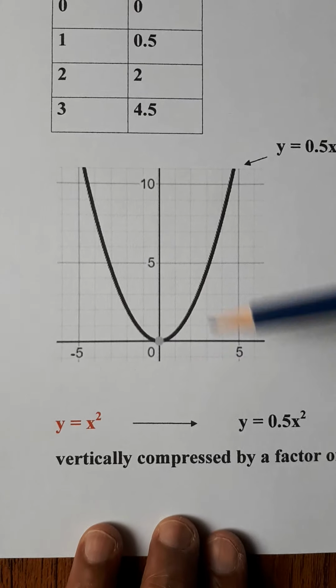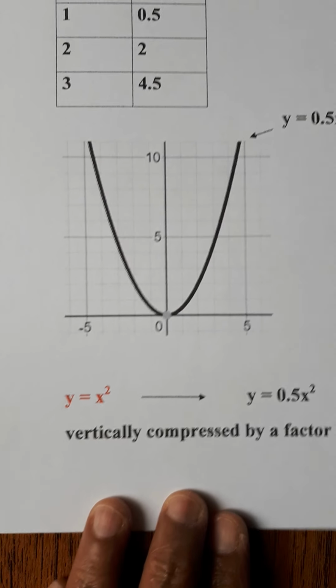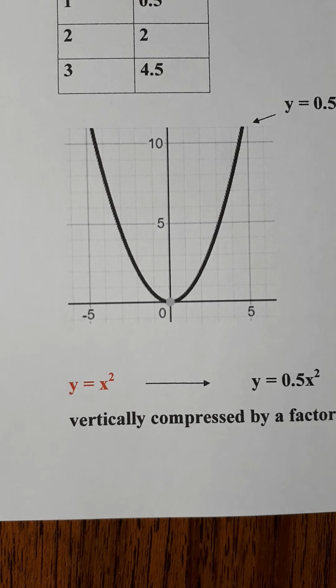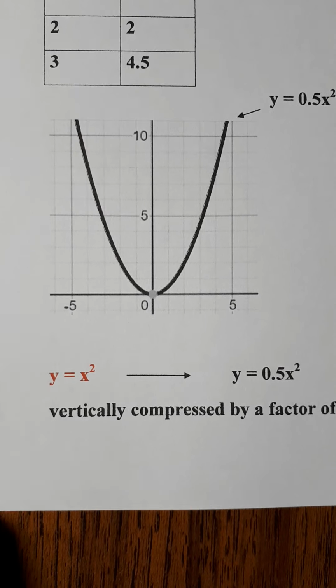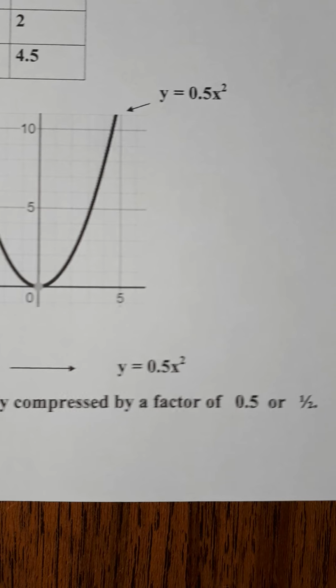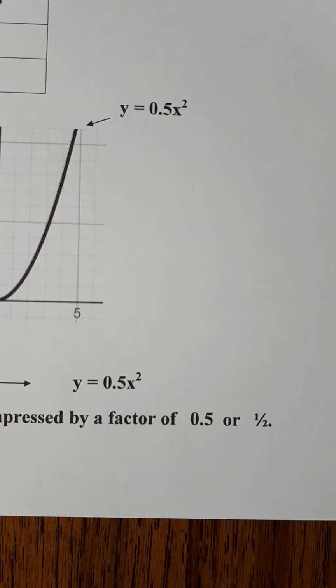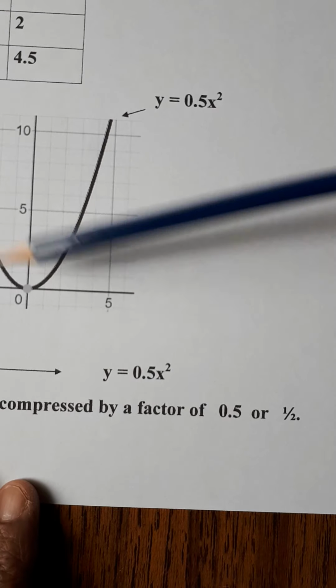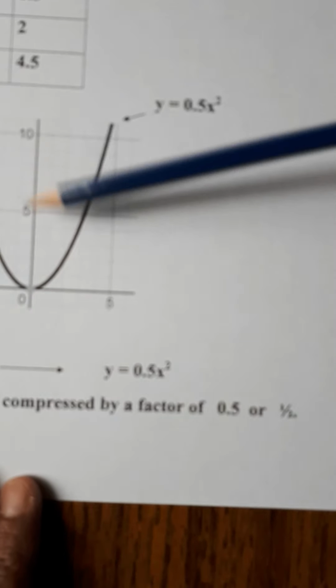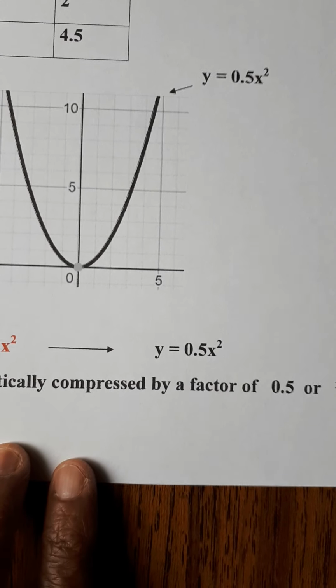So when y equals x squared becomes y equals 0.5x squared, we say that our original graph is vertically compressed by a factor of 0.5 or half. So compared to the original graph, this is compressed.